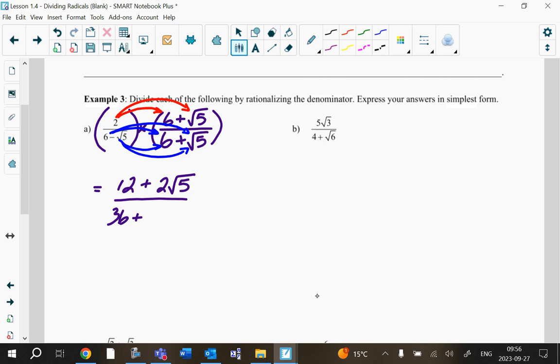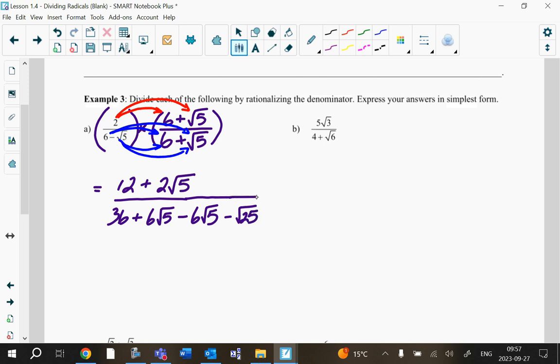What's 6 times root 5? 6 root 5. Minus root 5 times 6. What's root 5 times 6? 6 root 5 again. Minus root 5 times plus root 5. Root 25. Okay, so we've done all the multiplication.